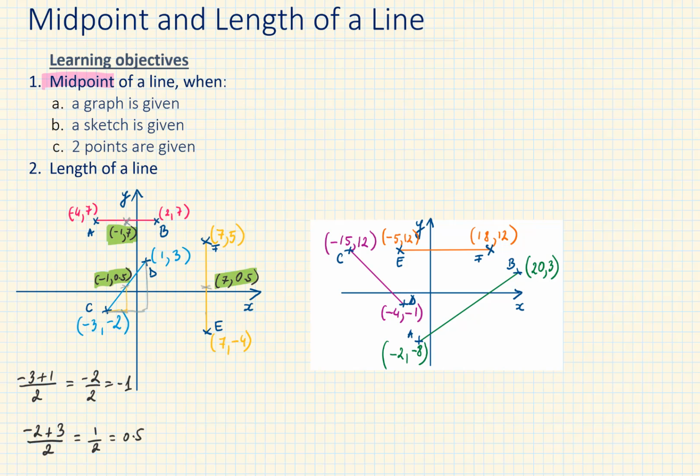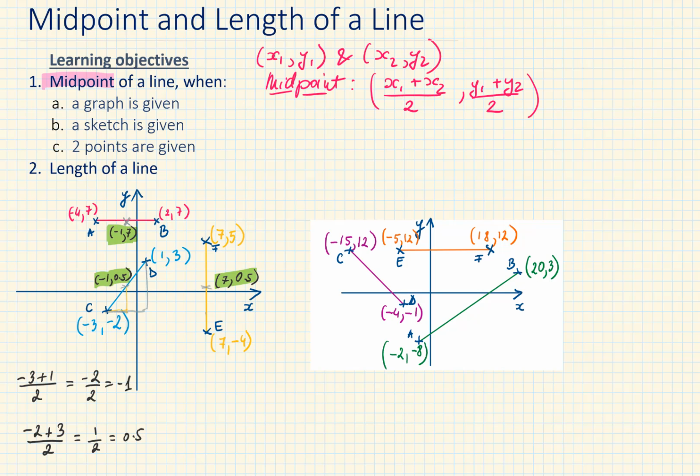Therefore, to find the midpoint of 2 coordinate points, x1, y1 and x2, y2, all we have to do is add the x's and halve them, and add the y's and halve them. And this is the same thing as averaging the values of x and averaging the values of y, or finding the mean of the x's and the mean of the y's.